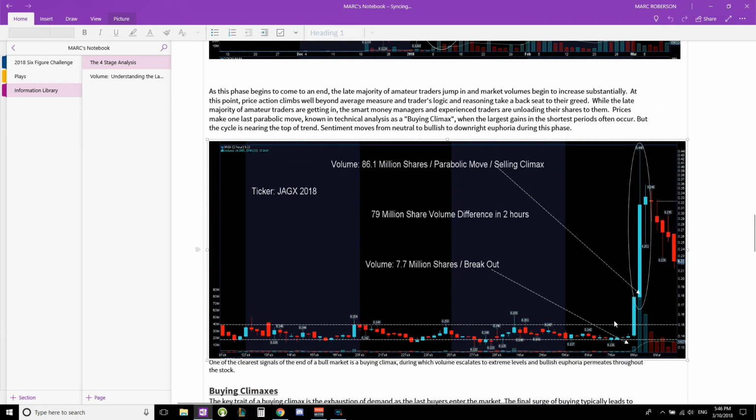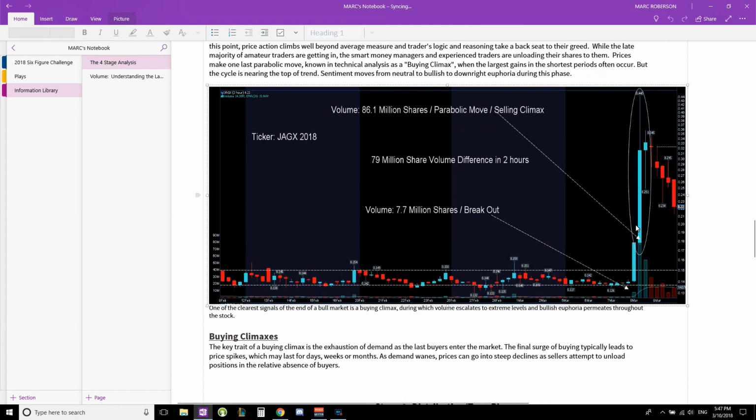Anytime you get a move like this, a buying climax, when you go from 7.7 million shares to 86.1 million shares, a large volume spike like that, what happens is every single bullish trader, buyer, investor, or whatever, they all pile into the stock at one time. And when they all pile in at one time, they exhaust themselves. Pretty much they've all piled in at one time, which means there aren't any other extra buyers on the sideline that are willing to come in behind them and buy on top of them to continue pushing the price action up. They all literally piled in at one time.